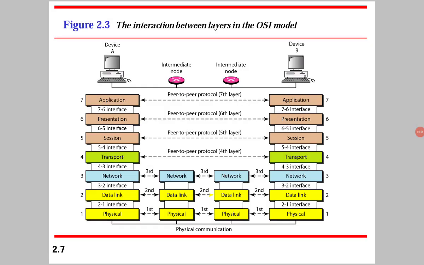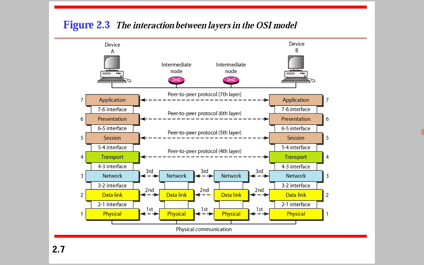So, the interconnection between layers in the OSI model. Device A or node A or workstation A, device B, node B or workstation B, intermediate node. In this diagram there are two devices or hosts. Each device or host is divided into 7 layers, and each layer of host A and B communicate with each other to transmit data, information or signals, and provide services to each other.